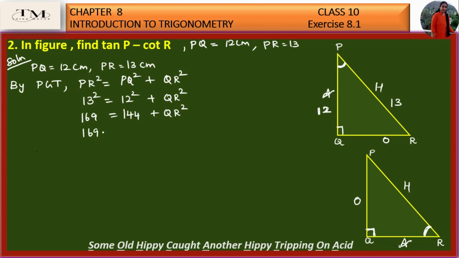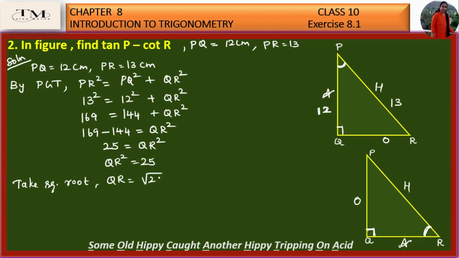169, this plus 144 will become minus 144, equal to QR square. 169 minus 144 is 25. So QR square equal to 25. If we take square root on both sides, this power 2 gets cancelled. So QR will be equal to square root of 25. Square root of 25 is nothing but 5 into 5. Inside the root, number 5 is in pair, so 5 is the answer for QR. So QR equal to 5.